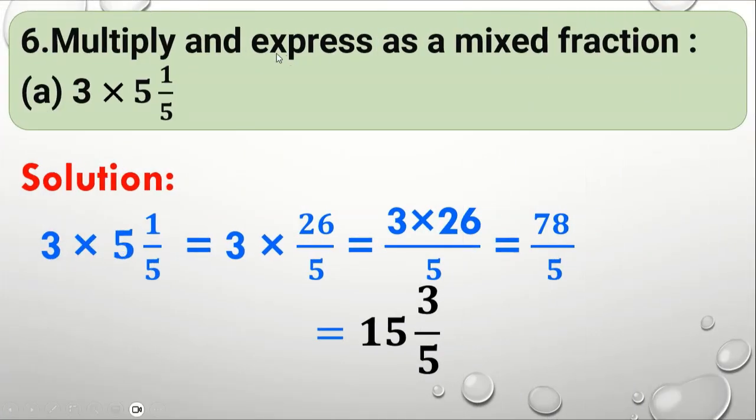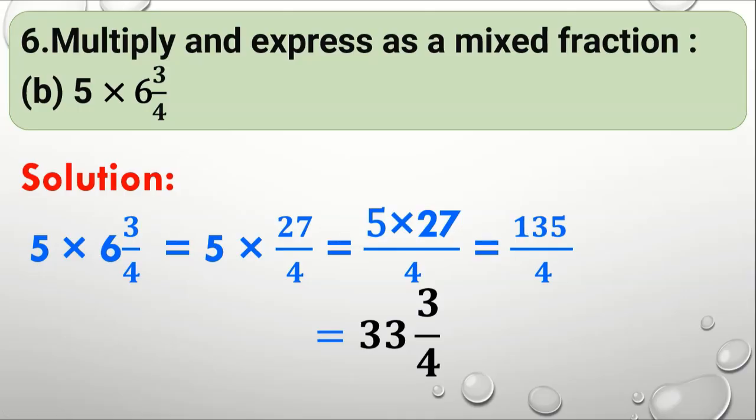Next question is multiply and express as mixed fraction. So 3 and 1 upon 3 into 5 and 1 upon 5. So 3 into 5 and 1 upon 5. First we will convert into an improper fraction. So 3 into 26 upon 5. So 3 into 26 is 78 upon 5. Then we will convert that again into a mixed fraction. So 78 upon 5 is 15 and 3 by 5.